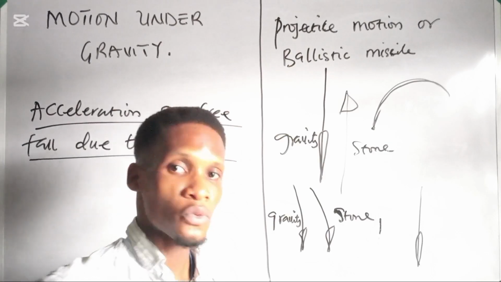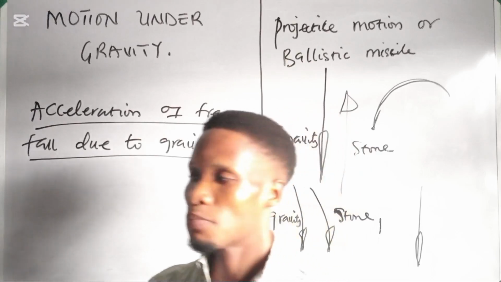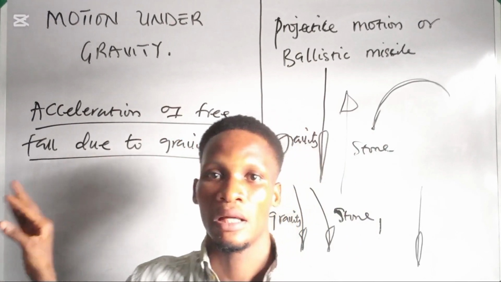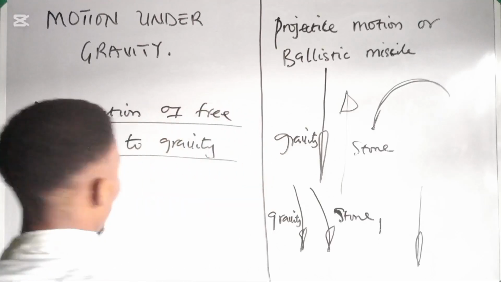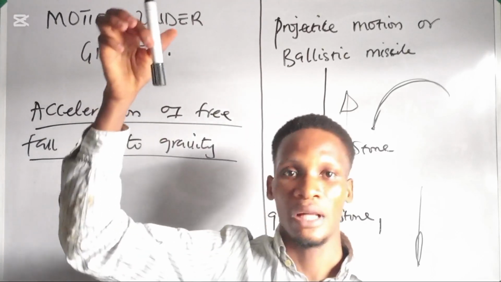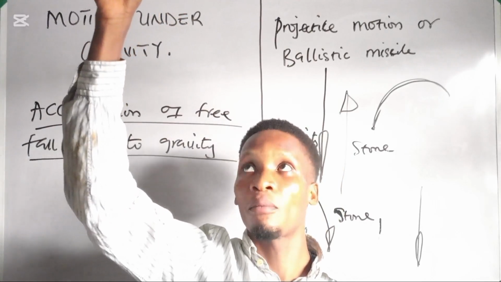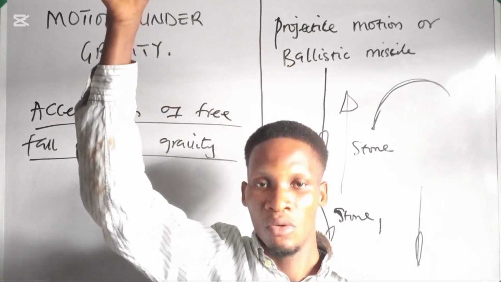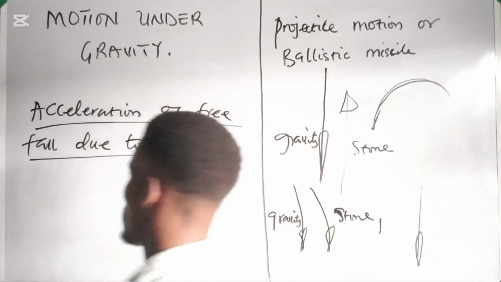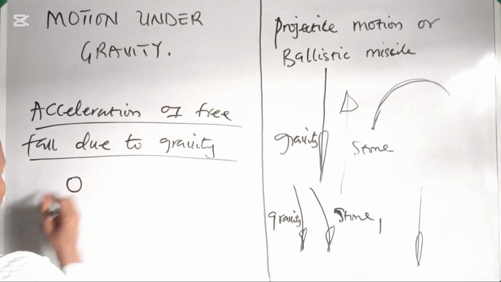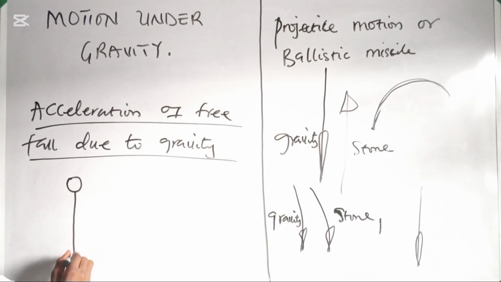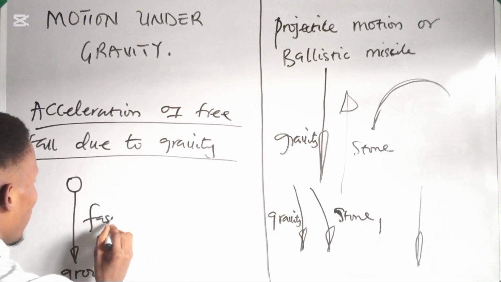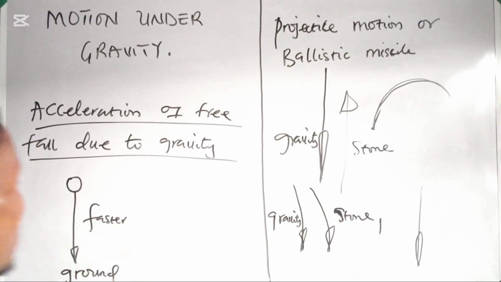Let's take an example because we'll be very practical here. Experiments have been done in physics on this particular topic. Let's say I'm holding a stone, and I release this stone from the top. You notice that this stone will fall very fast till it hits the ground. This is the ground. This stone will fall very fast until it hits the ground.